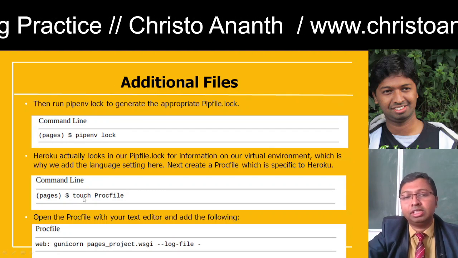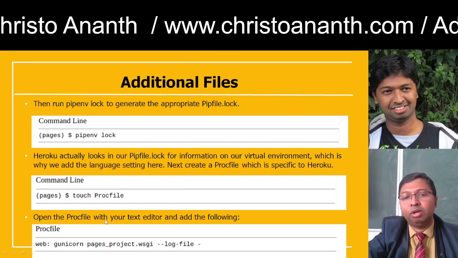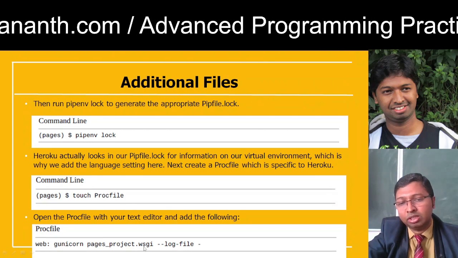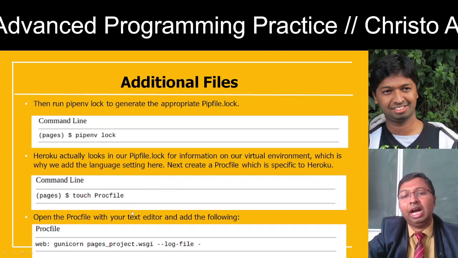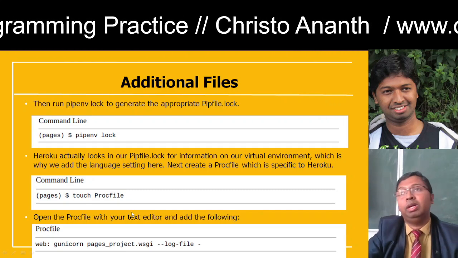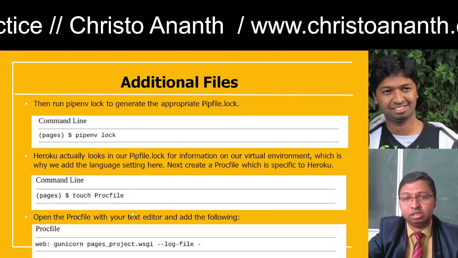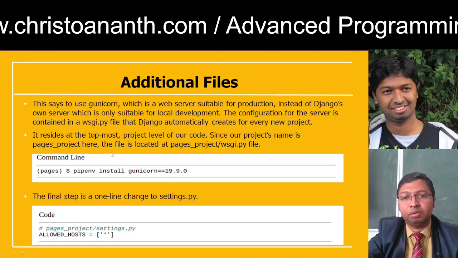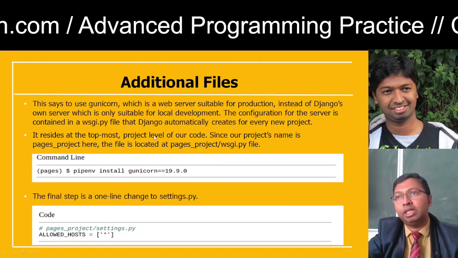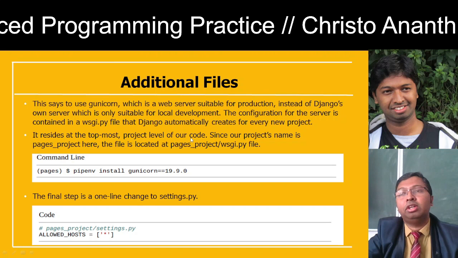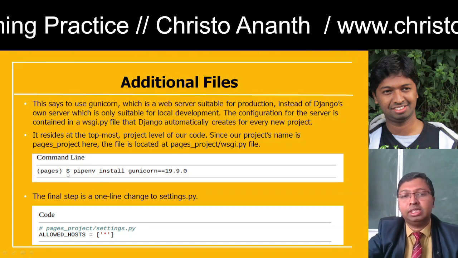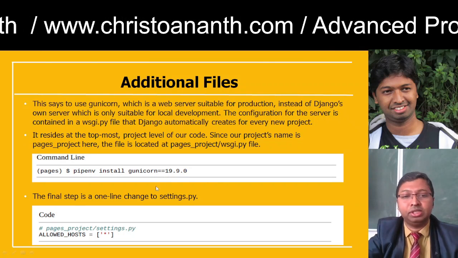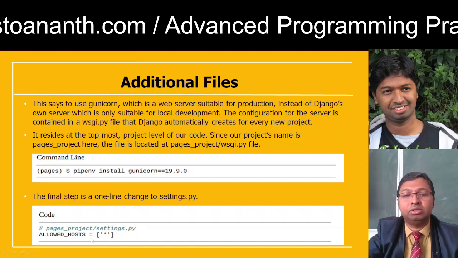Then you touch the Procfile and open it with your text editor, and add web: gunicorn pages_project.wsgi --log-file -. These are the additional files and the one line change you make, apart from running the local server with manage.py runserver. Since the project name is pages_project, it should be located in the pages_project/wsgi.py file. In the command line, you run $ pipenv install gunicorn==19.9.0, and you make a one line change to the settings.py file.